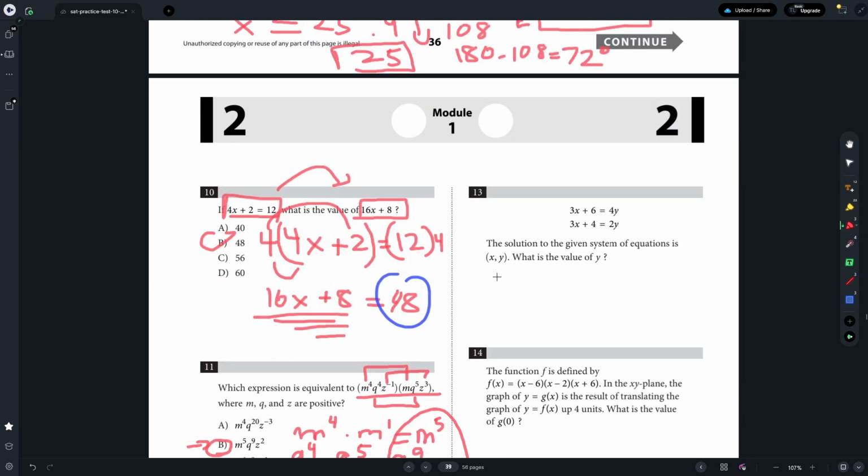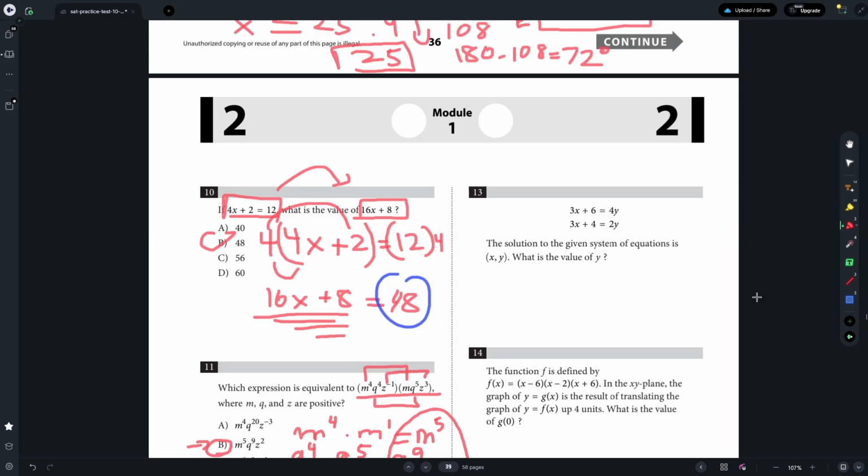Number 13. The solution to the given system of equations is (x, y). What is the value of y? Okay, so this is a system of equations. So now how do we solve for the value of y? There are two main ways to solve a system of equations. The first way is substitution, and the second way is elimination.